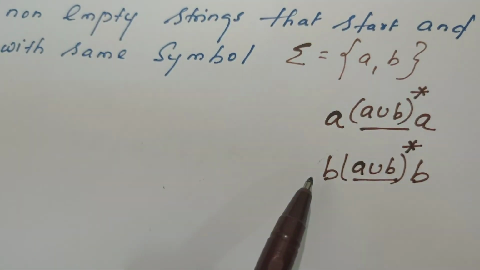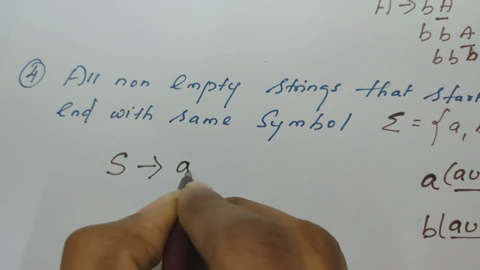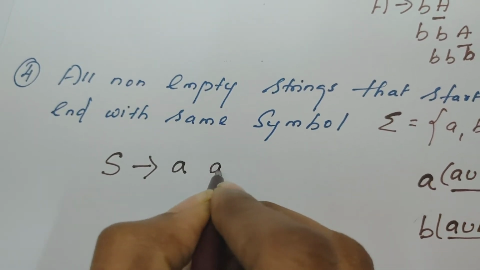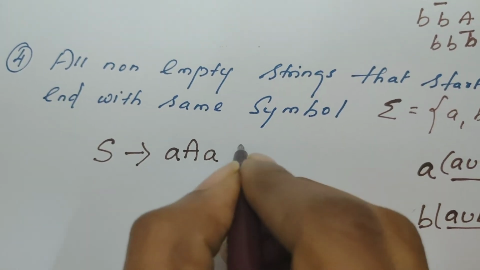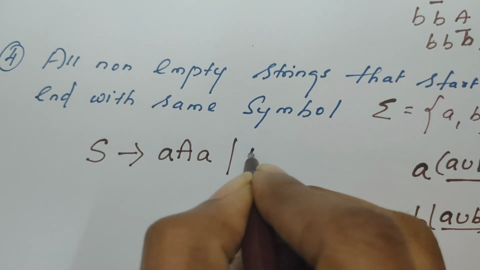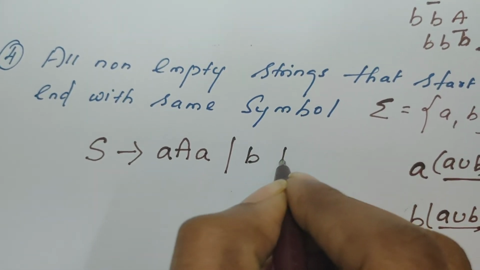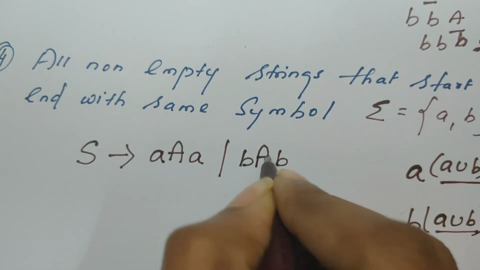We have to write the context-free grammar for this. S is the start symbol. It defines two patterns. If it begins with A, it is ending with A. In between, we can have any length of A's and B's. Or the same start symbol defines another pattern also. It begins with B and ends with B. In between, we can have any length of A's and B's.